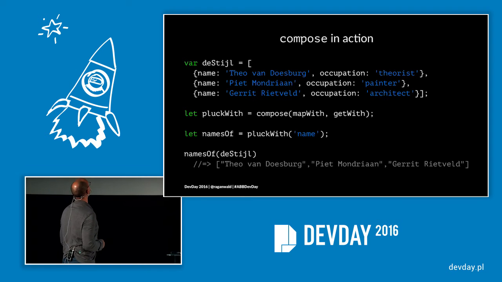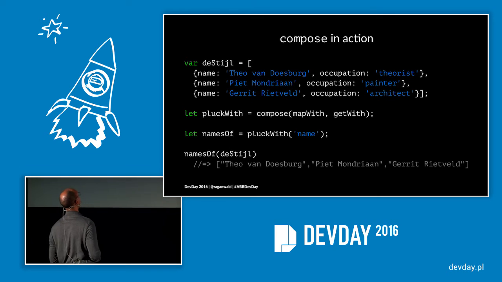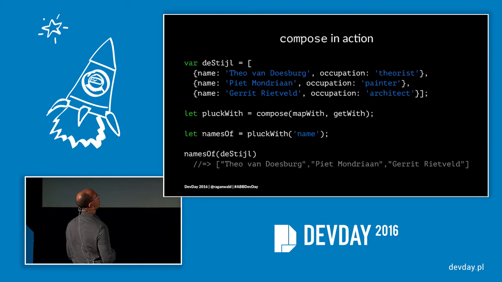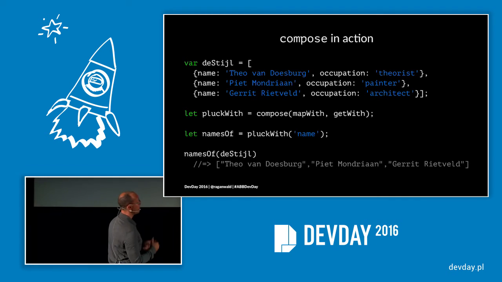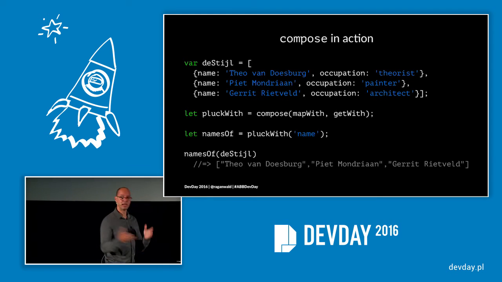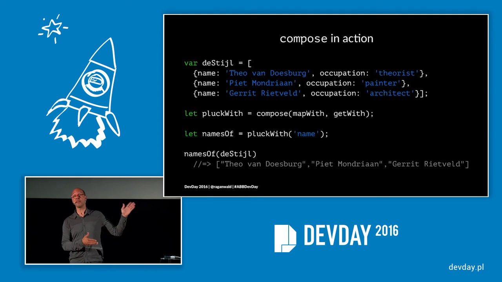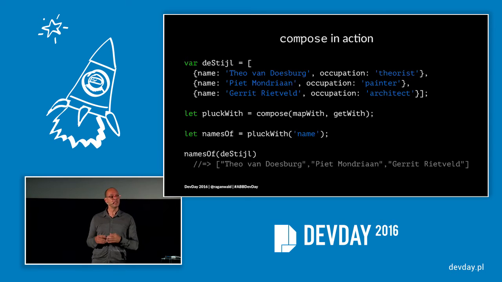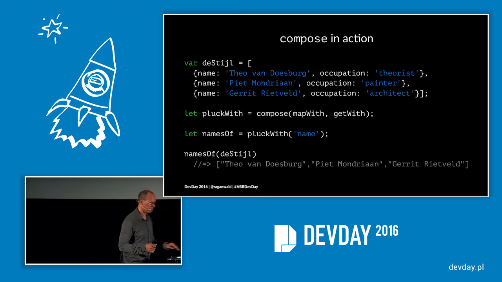So here are some De Stijl artists again. And we have pluckWith, which happens to be the composition of mapWith and getWith. We saw previously another way to make pluckWith. This is a second way to make pluckWith. Now earlier, I said the decomposition is about identifying entities. Knowing 2 different ways to compose the entities back together means we have 2 different ways to identify the relationships between the entities.